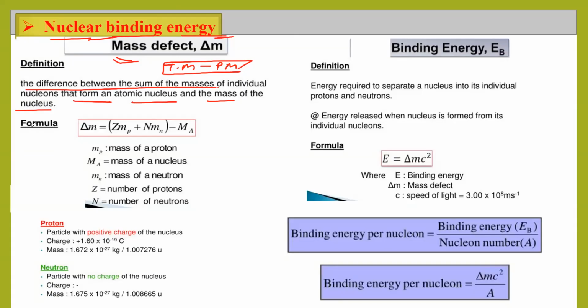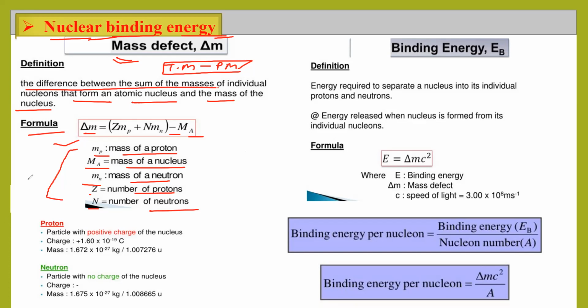Based on this we can make a formula: delta M is equal to Z Mp plus N Mn minus MA. This is the formula to calculate mass defect, where Mp is the mass of a proton, capital MA is the mass of the nucleus, Mn is the mass of a neutron, Z is the number of protons, and N is the number of neutrons. With all the values, you can calculate the mass defect.